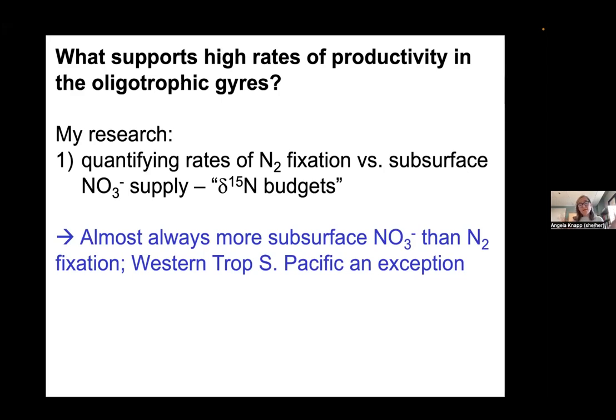There's some evidence that there's vertically migrating phytoplankton. There's also, I think, a lot of evidence for physical mixing of nitrate up from the subsurface into the euphotic zone. But these are things that we're still trying to resolve. The only place where there's an exception to this, where N2 fixation supports the majority of carbon fixation and export production, is in the Western tropical South Pacific.